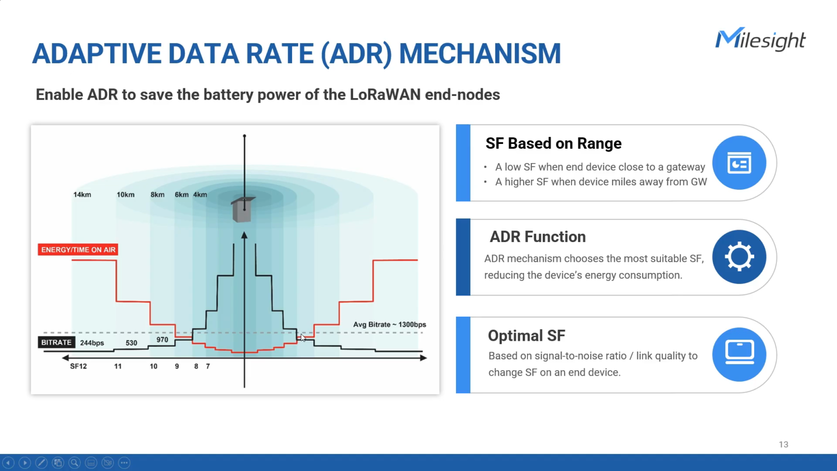Based on the exact situation, the network server can ask an end device to change the data rate, and that is really powerful in LoRaWAN to automatically and dynamically adjust the data rates and optimize battery life and link quality.